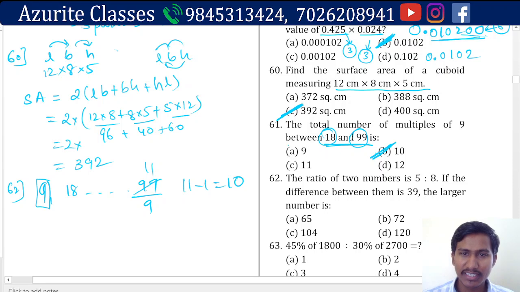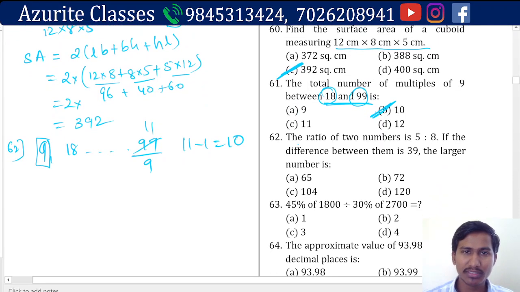So we have to consider 18 and 19 also. Between means, understood? Now 62 is done, sorry, 61 is done. 62 we have to solve.